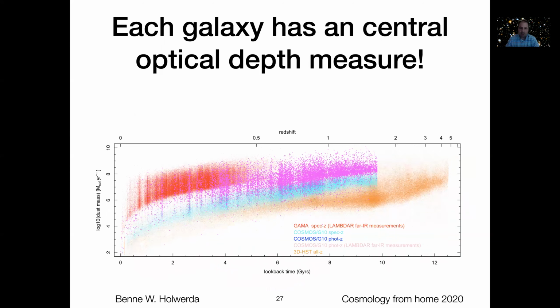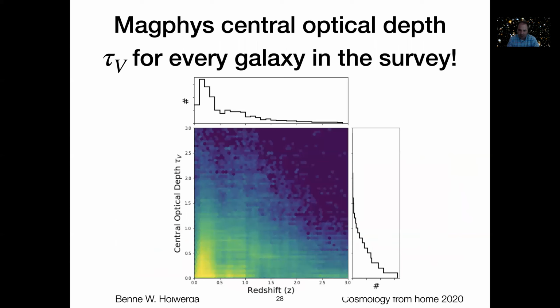But each galaxy has a central optical depth. So every single one of these points represents a dust mass, which can also be translated by MACVIS as an optical depth at the V band, at the rest frame, at the center of the disk galaxy, of the dust disk. So we have a distribution of optical depth values at each redshift. At each redshift, as you can see here on the x-axis, looking at the central optical depth for each of these galaxies, you can see that the distribution is essentially an exponential as it goes to higher values.